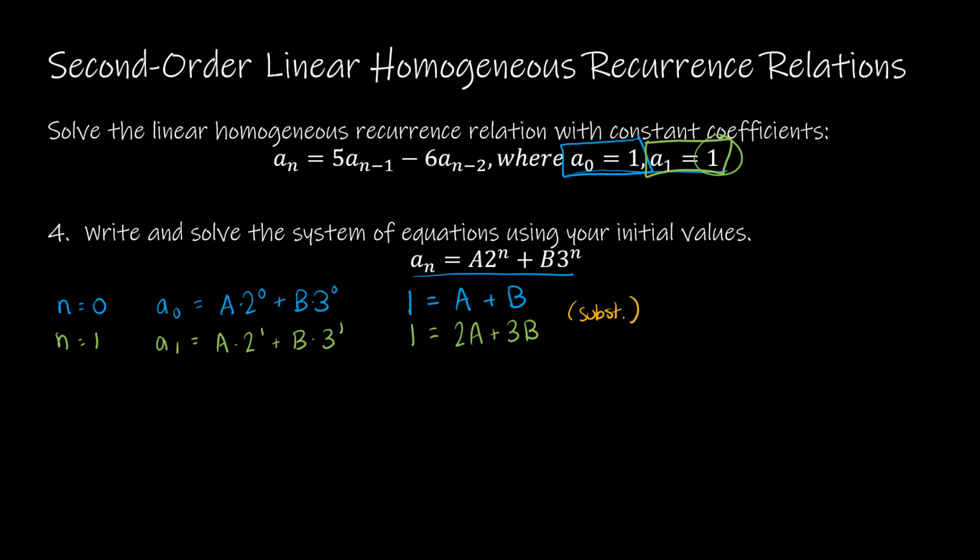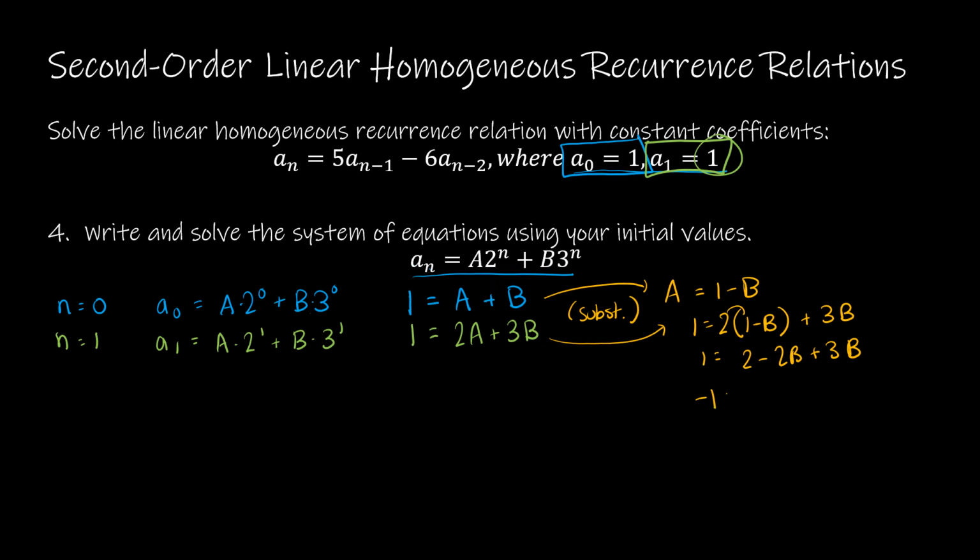So I'm going to rewrite this first equation as a is equal to 1 minus b, just by subtracting b from each side. And I'm going to plug that into this equation. So this equation is now 1 is equal to 2, and instead of a, I'm substituting 1 minus b, and then plus 3b. So that reduces to 1 is equal to 2 minus 2b plus 3b. We'll subtract 2 from each side. That gives me negative 1. We'll combine negative 2 and positive 3 to get positive b, so b is negative 1.